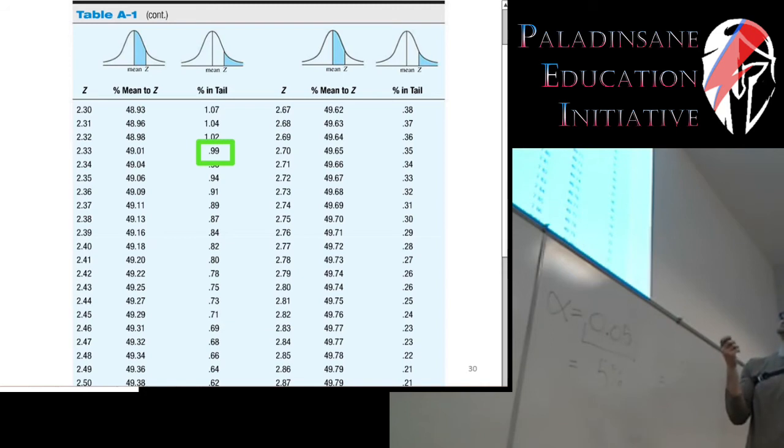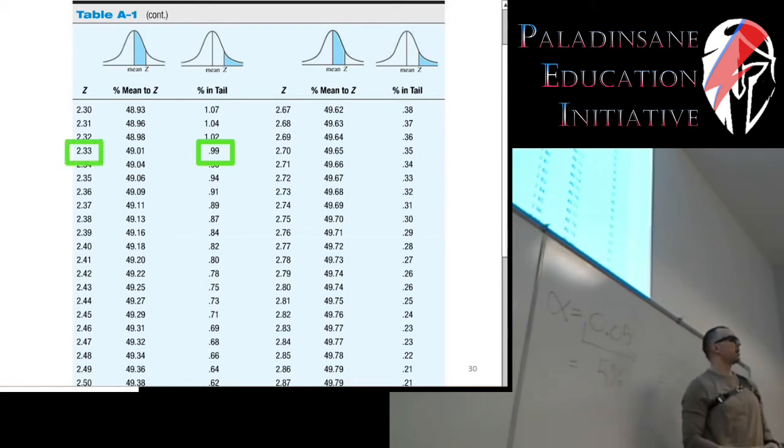And importantly, notice that this is in percents. It's not in the decimal format, it's in the percent format. So take your alpha and change it to the percent format so you know what you're looking for. So we're looking for 1%. That's the closest we can get. The z-score associated with that is 2.33.